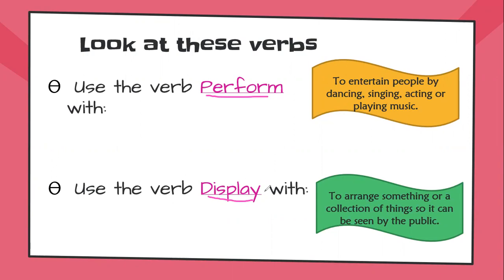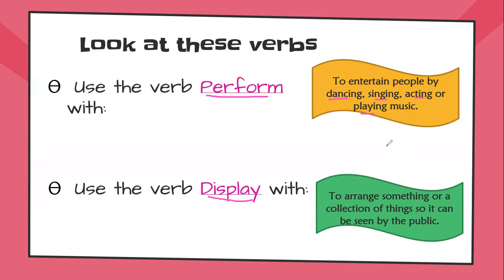But what about the second one? In this case, display. The difference is that many people perform something to be seen, okay? But these people, what are they doing? They could dance, sing, act, or play something. You use the word perform, but display is used when the public is going to see something that is shown there. So in this case, we have to arrange something or a collection of things so it can be seen by the public. So for example, it could be a photograph gallery where many people go to see all the pictures of the artist.